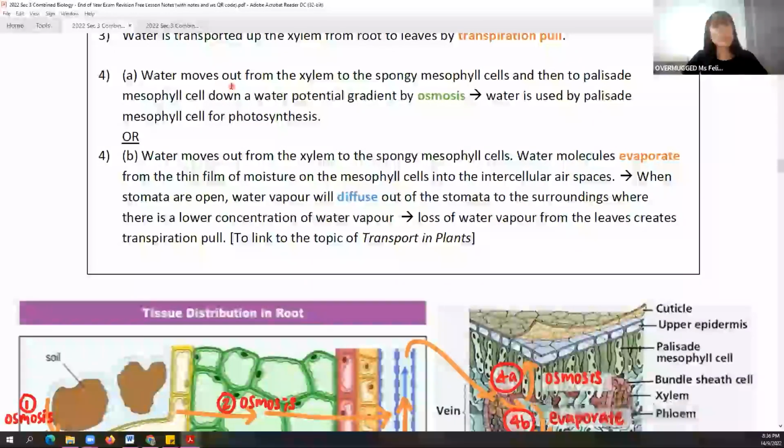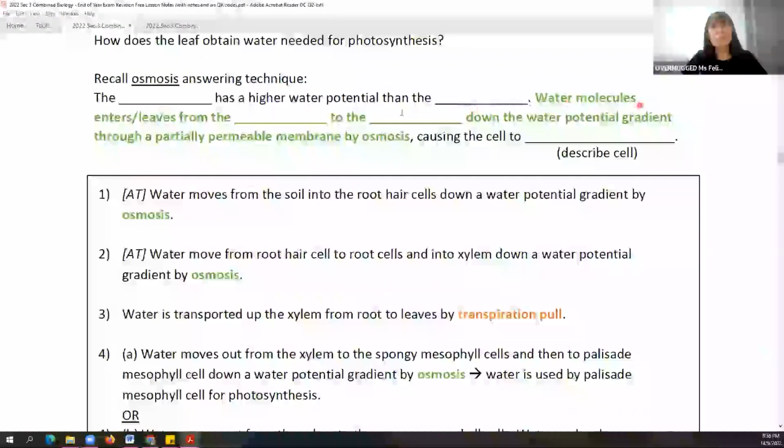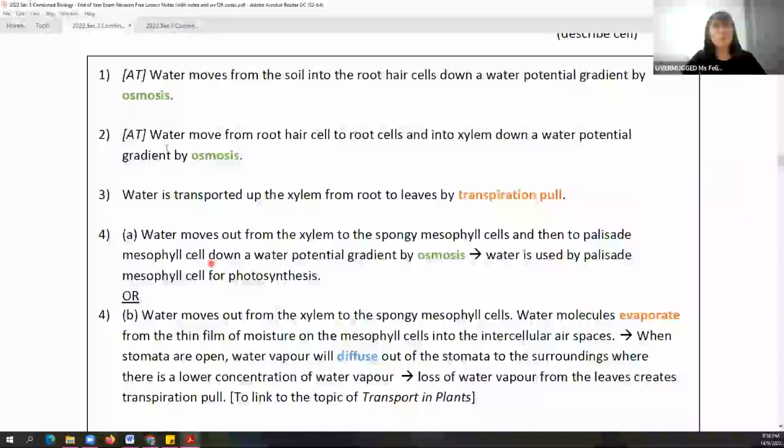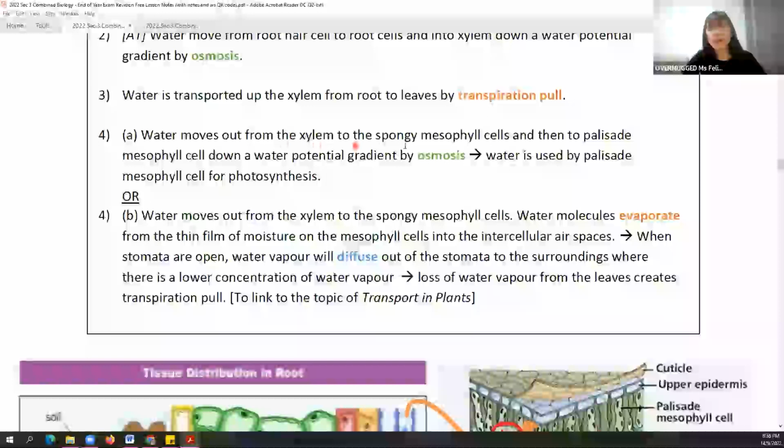You use back the same template again. So it will be water move from where to where, and then end with the word osmosis. That's why it will be water move from xylem to spongy mesophyll to palisade, because palisade is the one that photosynthesizes. Then continue copying the entire template until the word osmosis. Then answer back the question. Also, the question is about photosynthesis, so you answer back: water is now being used by the palisade mesophyll cell for photosynthesis.